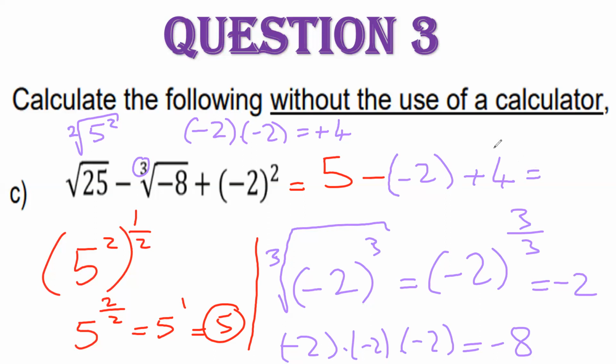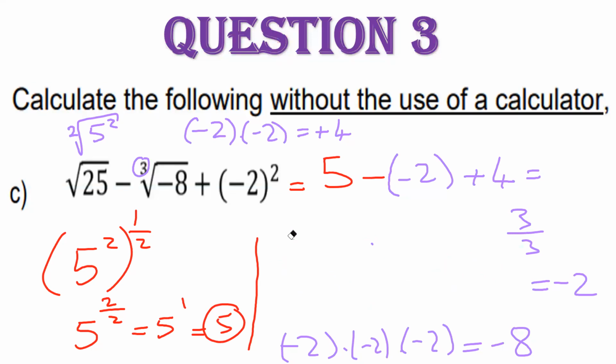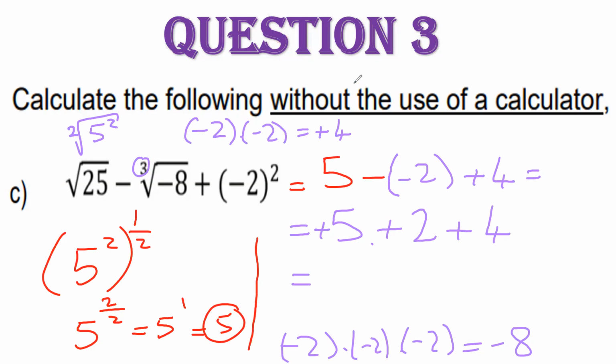Okay, let's continue and clear all. Now we must remove all brackets. So we have 5 plus 2. Did you get this point? Negative and negative making positive, and plus 4. Okay, all of them are positive. If there is nothing here, it is also positive. So if all are positive, I can add them all. So 5 plus 2 is 7, 7 plus 4 is 11.